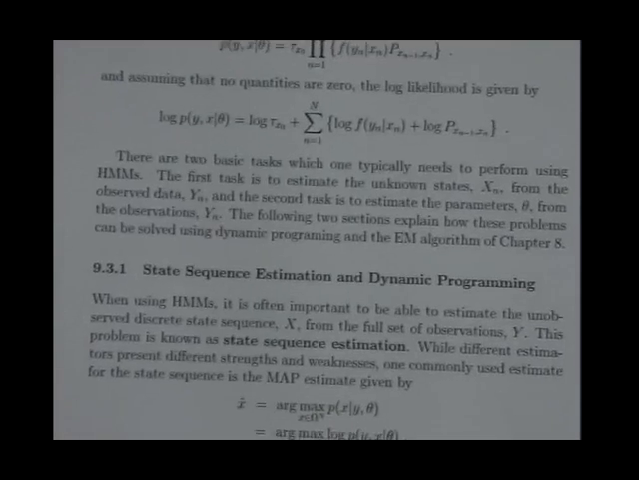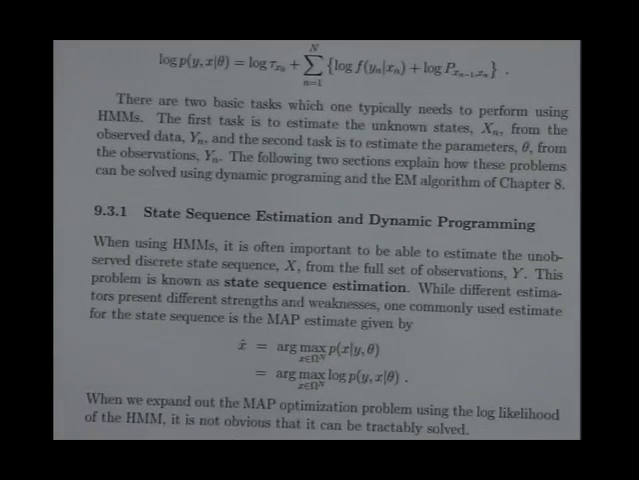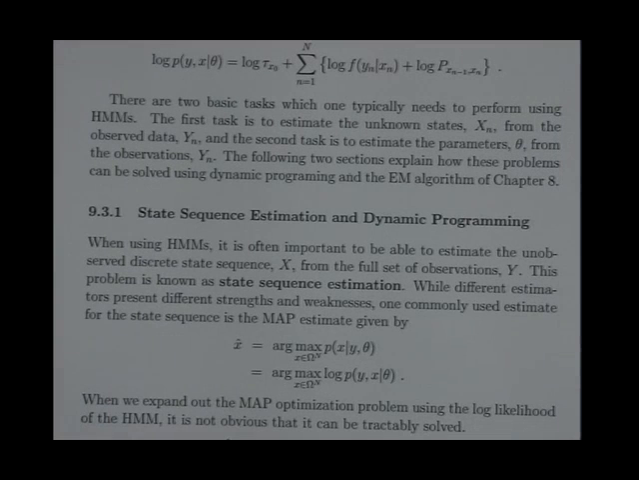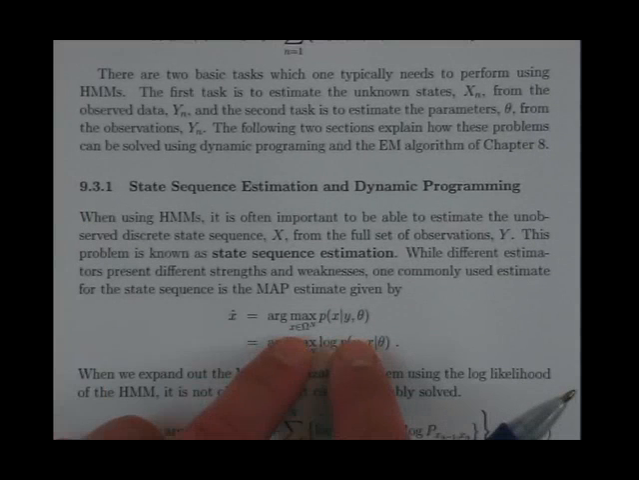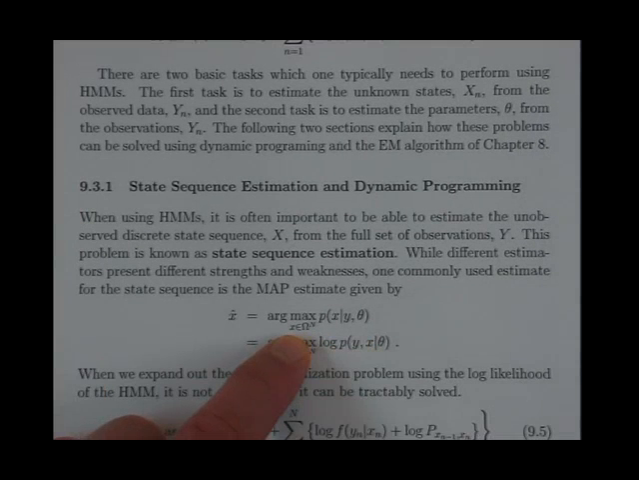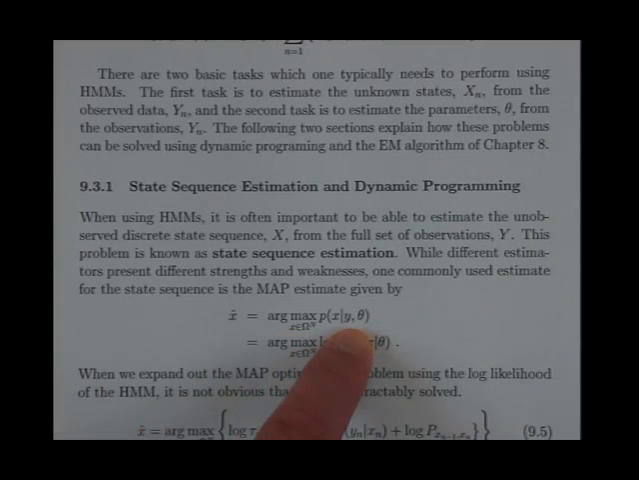Now, let's do state sequence estimation first. And I'm going to go through this fast, so you need to read these notes, okay? In the state sequence estimation, what you want to do is maximize X with respect to Y and theta, okay? It's not the only way to estimate the state, but it's a way. It's what's called the MAP estimate of the state.